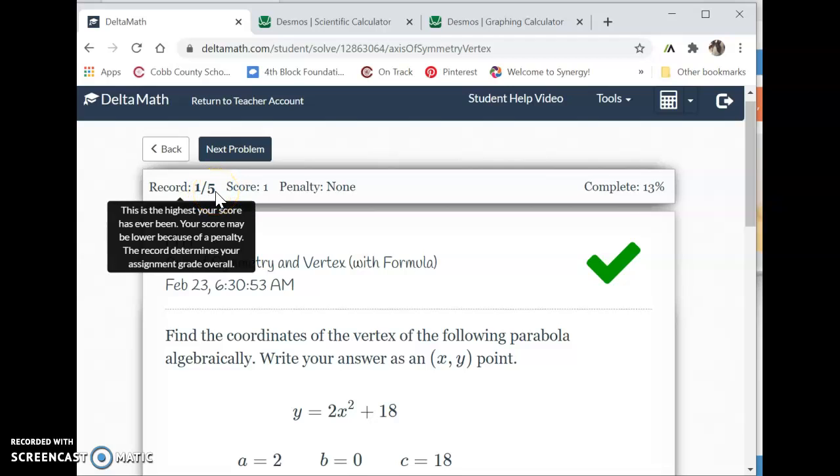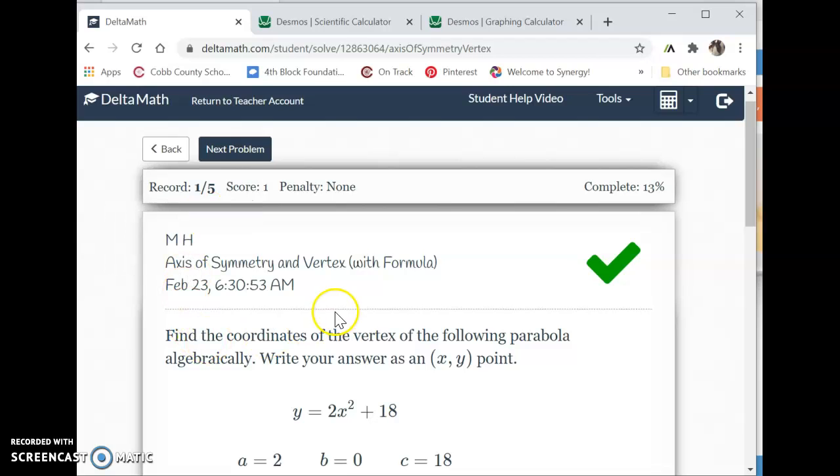I want you to number your paper 1 through 5 and make sure you submit your work to get credit for this part of the Delta assignment.